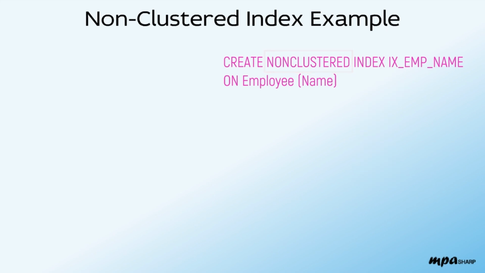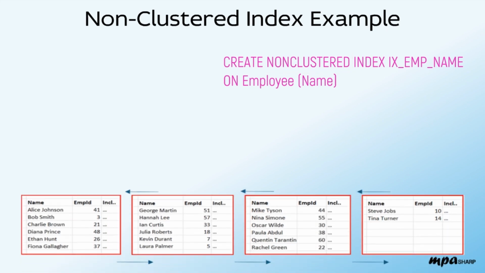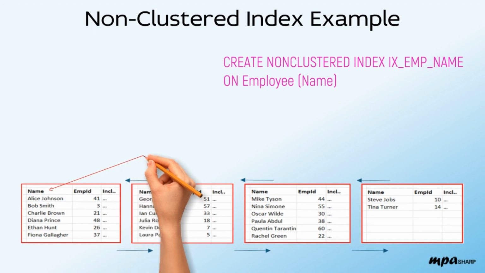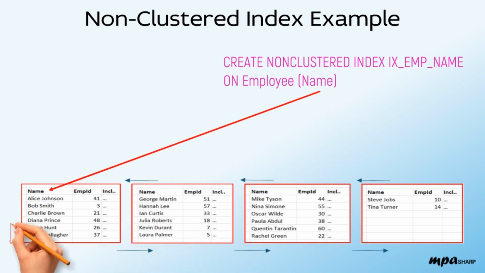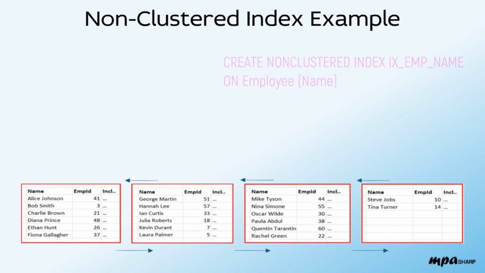Once the index is created, the leaf level of the non-clustered index will be like this. Note that now index rows are sorted on the name column and have a pointer to the primary key of the clustered index, i.e. employee ID. In addition to that, a non-clustered index can have included columns.